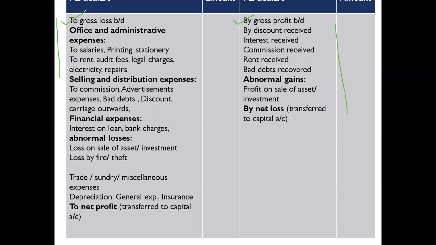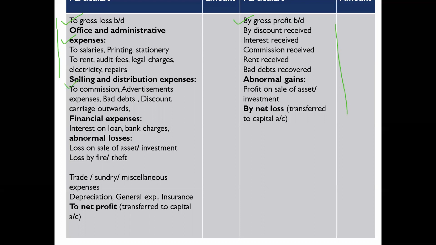And all the indirect expenses, operating as well as non-operating expenses, will be recorded on the debit side of P&L account, like office and administrative expenses, like the salaries to office staff, any expense on printing or stationery, or rent of the office building, audit fees, legal charges, electricity, repairs of the office, etc.